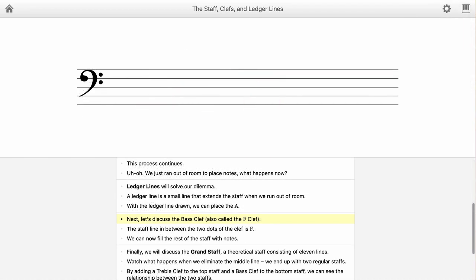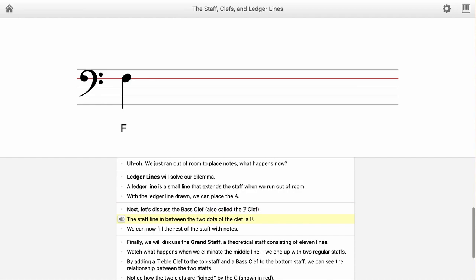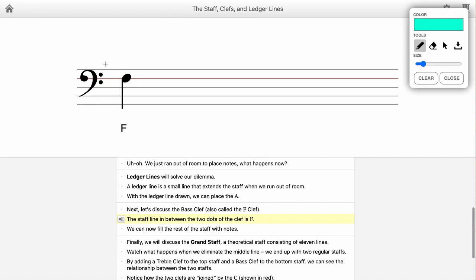Next, let's discuss the bass clef. This is also called the F clef. Notice the two dots right here and right here. Those two dots frame the fourth line. The staff line in between those two dots is F, but the process for figuring out the rest of the notes is the same.